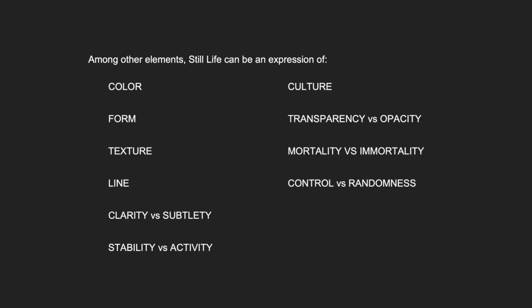There are a lot of things you can discuss, you can think about, you can portray in still life. Color, form, texture, line, clarity versus subtlety, stability versus activity, culture, transparency versus opacity. As we'll see, mortality versus immortality was something that was a subject for still life. And control versus randomness. In order for a still life to have artistic strength, it really needs to be personal. It's got to be something of you that you are putting into this photograph.